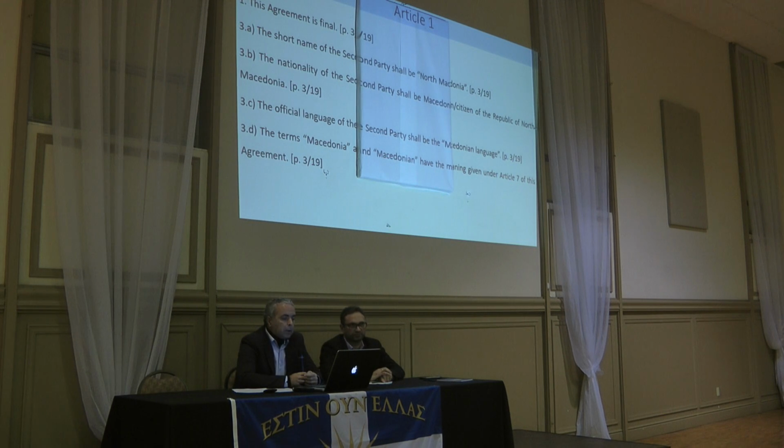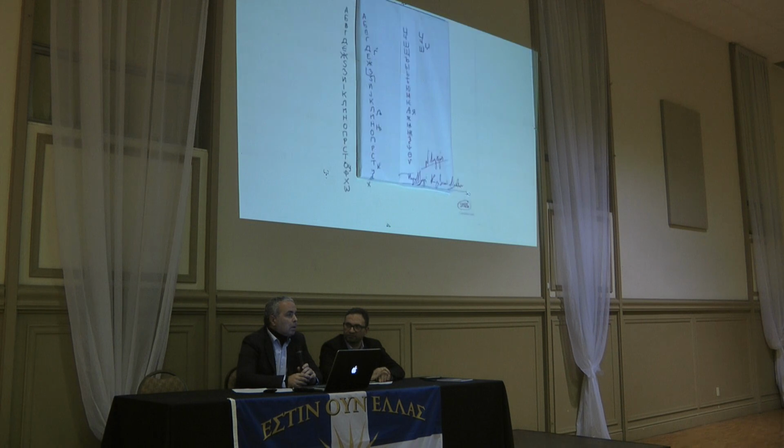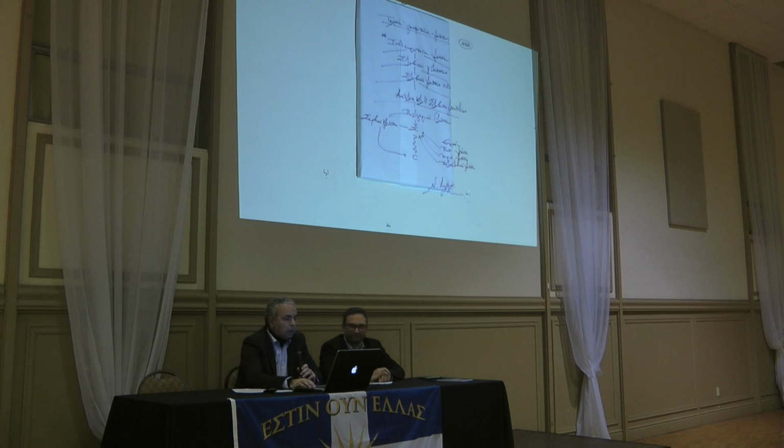That's the point. So you see that at the end the term Macedonian and Macedonian have the meaning given under Article 7 of this agreement. So one obvious question, why they don't put the definition in the same article? And why we have to wait 6 articles to discover the definition? So I will not show you many rows, okay? I would like to be at Article 7.